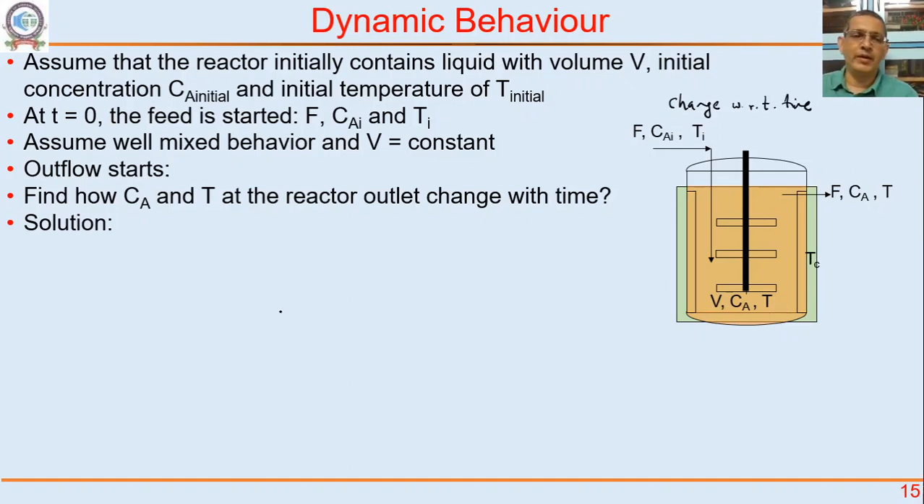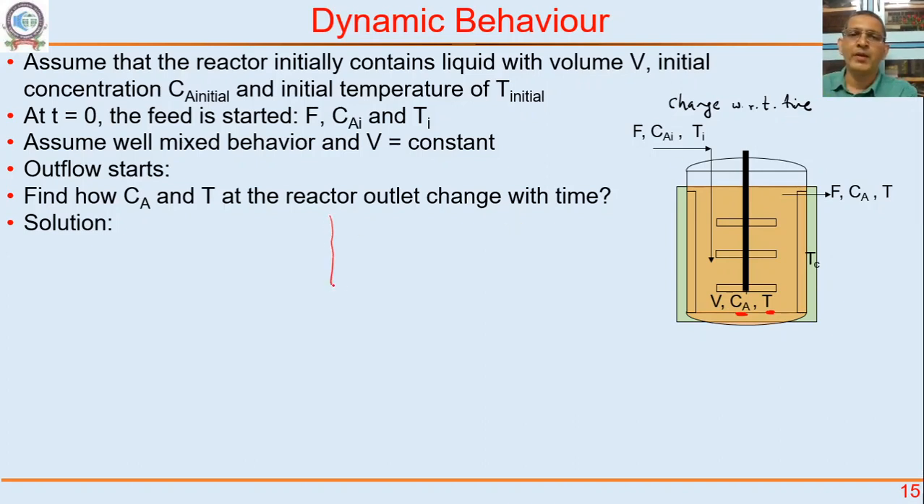When you design a plant, it is not going to operate at steady state straight away. You are going to start your plant by taking some material inside, allowing reaction to happen, starting the flow rate coming in and going out, and then allowing it to come to steady state. So what we need to calculate is how the concentration in the reactor, Ca, and the temperature inside the reactor change with respect to time and how they approach the steady state, right?